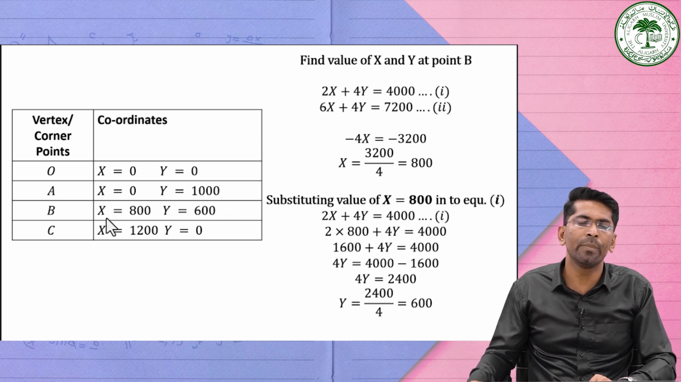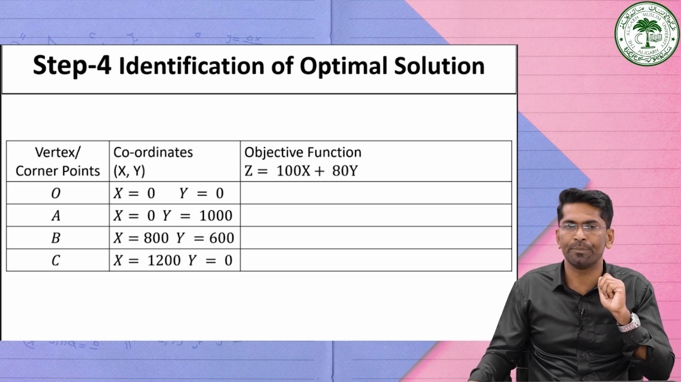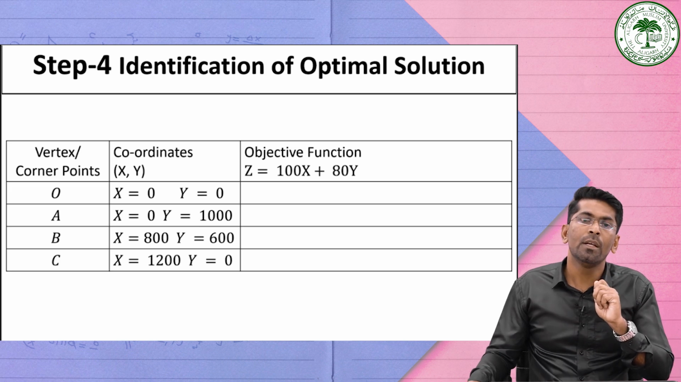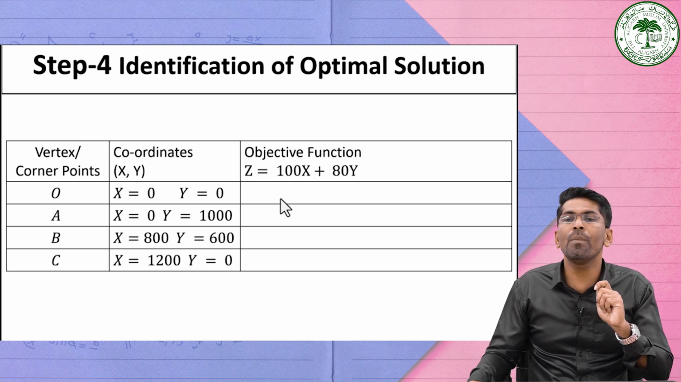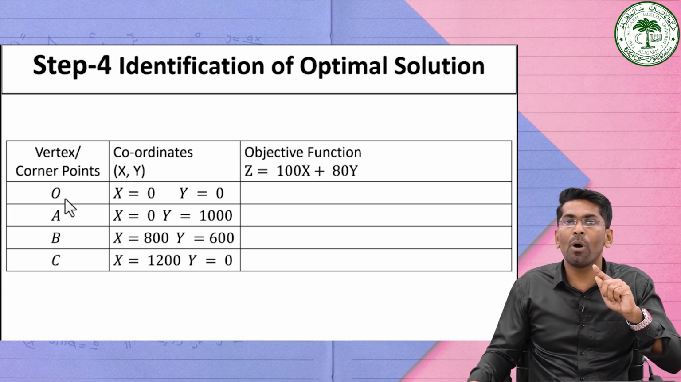I am going to substitute here. So x is equal to 800, y is equal to 600. Now all the values, that is x and y at different corner points, are already written here. The next step is we want to find out the optimal solution. The optimal solution will be found at the point where the profit is maximum from the given 4 corner points, that is corner points O, A, B, C. Out of these 4 points, one of the points is the optimal solution where the profit will be maximum.